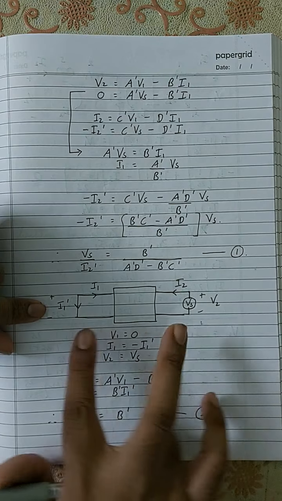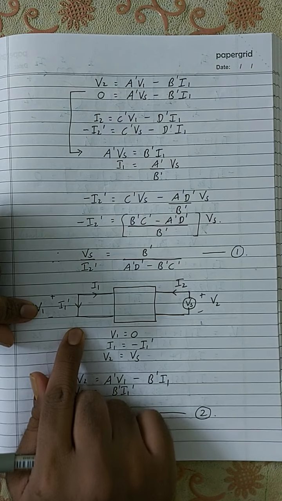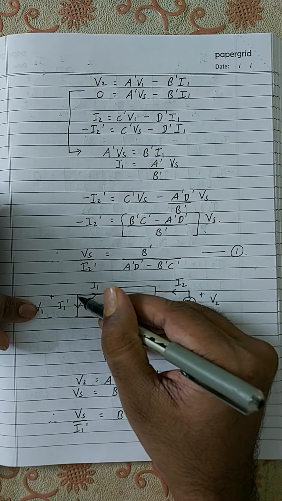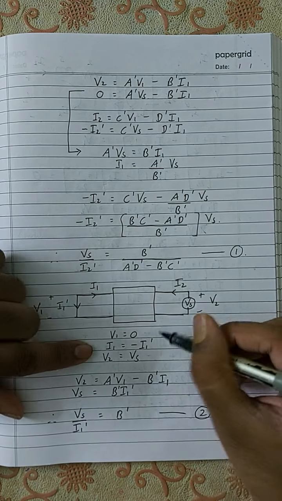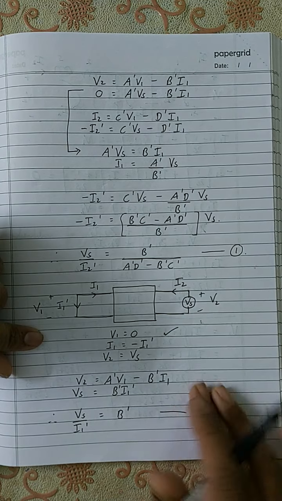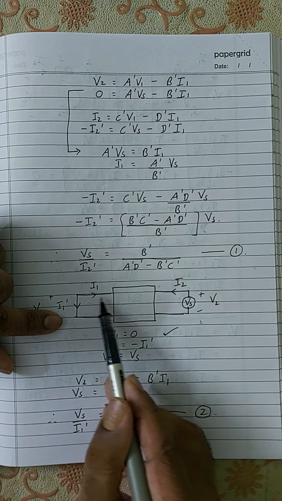Now I will interchange the position of my excitation and my response. So this will be my response, which means I'm shorting port 1, and by shorting port 1, V1 is equal to 0. The current through this port is I1, and we already have a current called I1 over here.